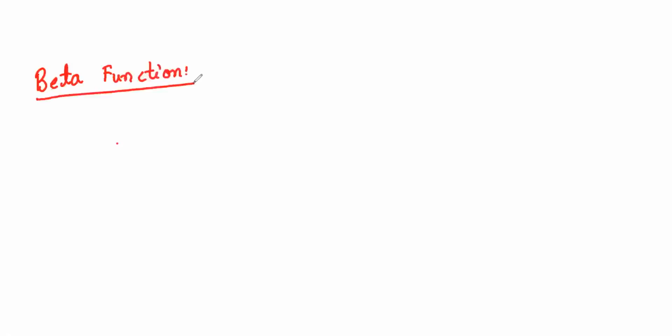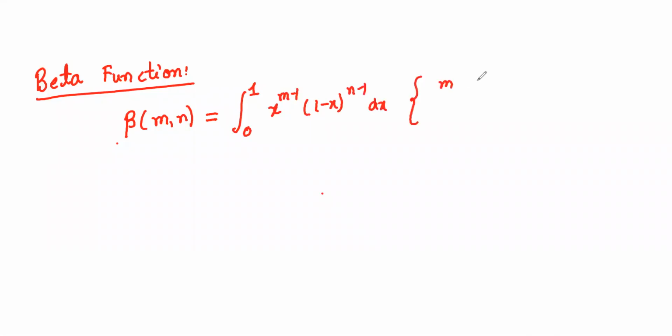Okay, so in beta function, this beta function is denoted by beta like this, and it is a function of two variables m, n. So this is given by the integral from 0 to 1 of x raised to m minus 1, 1 minus x raised to n minus 1, dx, where m is greater than 0 and n is also greater than 0. So this particular integral is given the name beta(m, n). So this is nothing but the beta function.